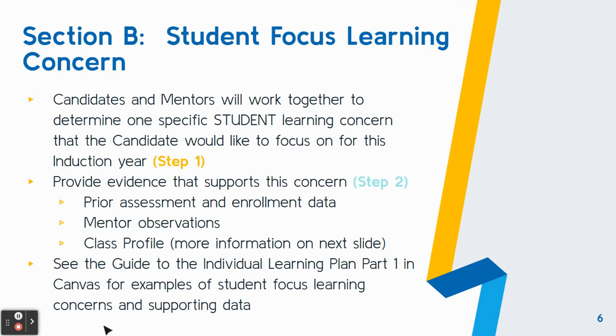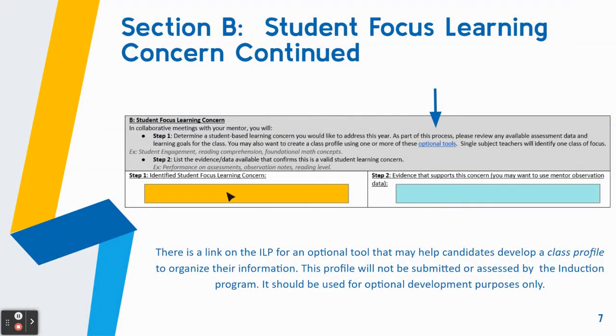Step 1 is to document the student-focused learning concern, and Step 2 is to provide current available evidence that supports this concern. These are color-coded on the slides to match the sections on the next slide. Step 1 is in orange and matches the orange section, and Step 2 is light blue and matches the information that goes in the light blue box. You can see that here in Step 1 and Step 2.